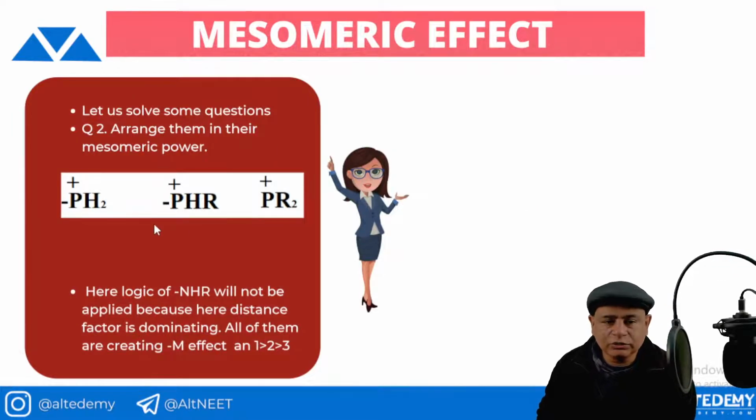Let us solve another question. Arrange them in their mesomeric power. PH2 plus, PHR plus, PR2 plus. And as I had discussed about NH2 and all those things, here the logic of NHR will not be applied, because here the distance factor is dominating. All of them are creating minus M, all of them have got vacant orbitals. So in this situation, the mesomeric power 1 is greater than 2 is greater than 3. Remember this also as a rule.